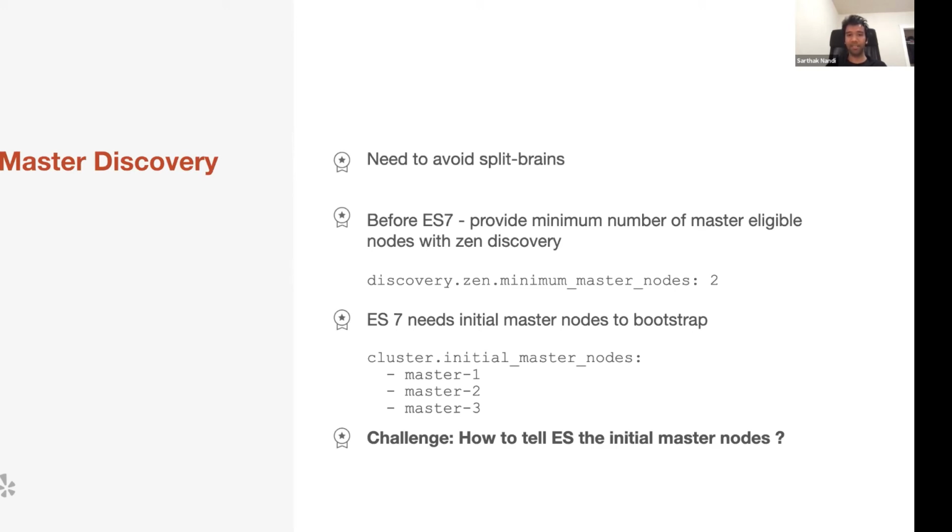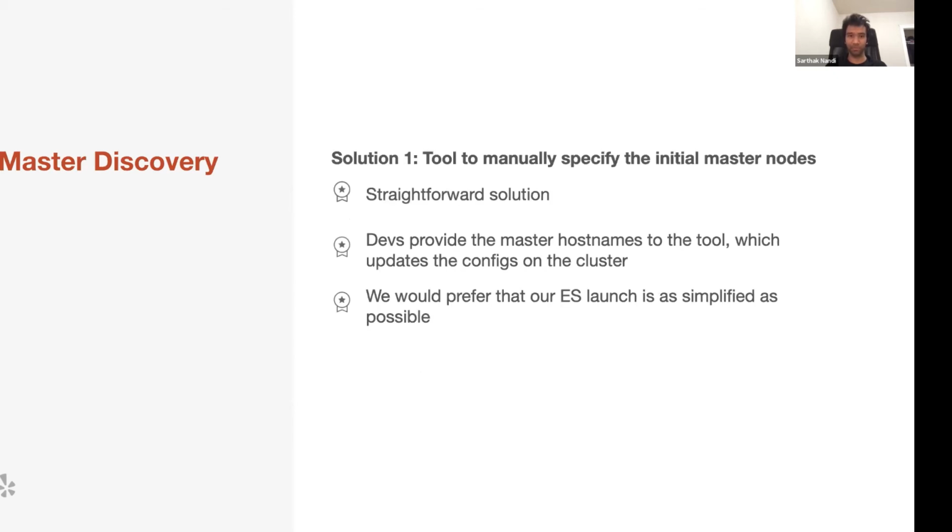So how do we tell Elasticsearch these initial master nodes? We first looked at a tool to specify the initial master nodes. This would have been straightforward, where a developer will provide the master host names to a tool, and this tool will then update the configuration on the cluster. But this does add an extra manual element, and we would prefer that our Elasticsearch launch is as simplified as possible.